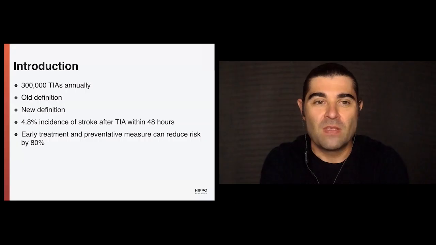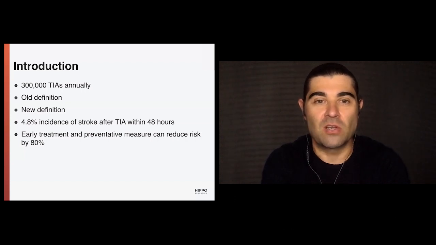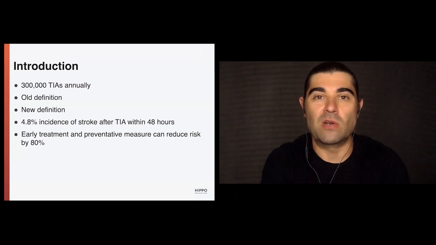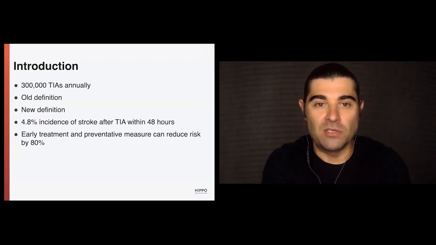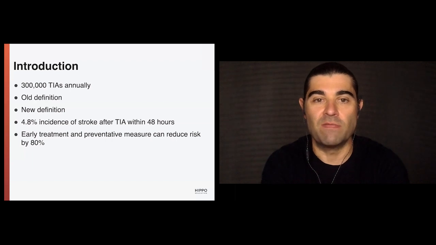And I think Edlow did a nice job going through this review. So, the original definition was focal neurologic deficit from a vascular cause lasting less than 24 hours. That's the old definition. The new definition now is transient episode of neurologic dysfunction caused by focal brain, spinal cord, or retinal ischemia without acute infarction.